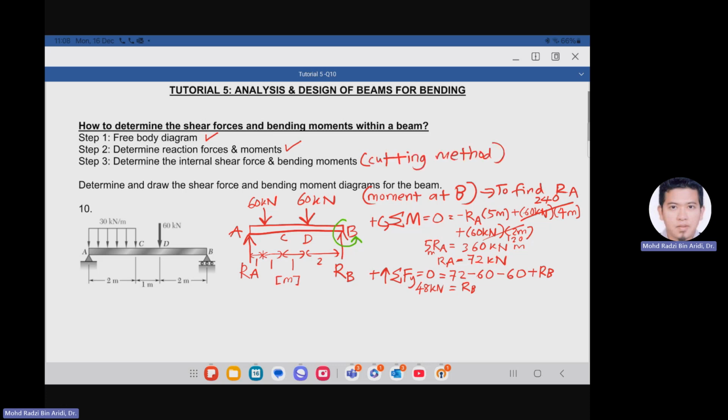Let's go for the cutting method, step number 3. Why do we do the cutting method? To find all the values for V and all the values for M. First, we are going to cut our beam starting from left to right. So our first cut will be just after A. We have a force of 72 kilonewton. Our second cut will be after C. Since this is a distributed load, we know that 72 will drop by 60, becomes 12.